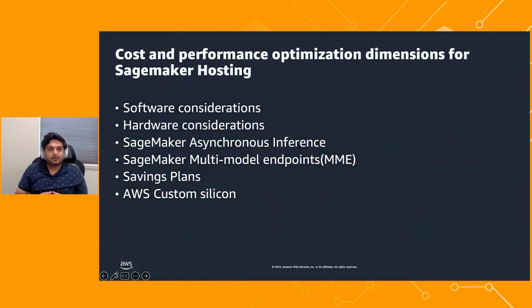So let's take a minute to look at the different dimensions along which you can save costs and also increase your performance on SageMaker hosting. So in this section, we look at the software considerations, what affects your picking of the right instances, and what the different cost saving options are, such as asynchronous inference, multi-model endpoints, auto scaling, and also how your savings plan can help you save costs. And towards the end we'll look at using Inferentia to speed up your inference and lower your cost.